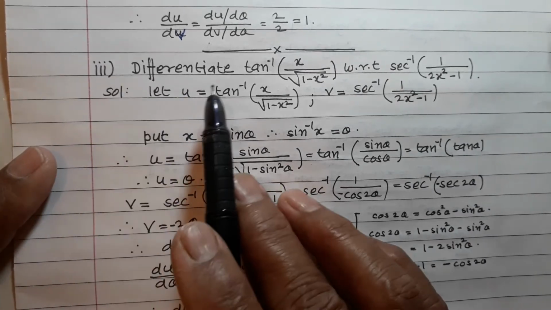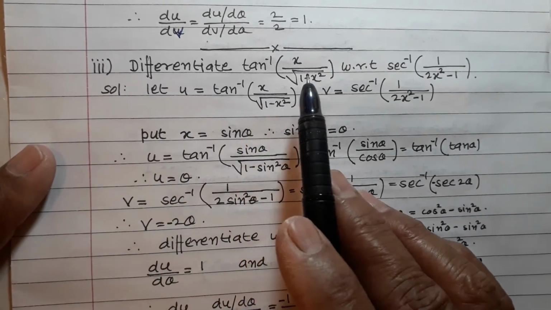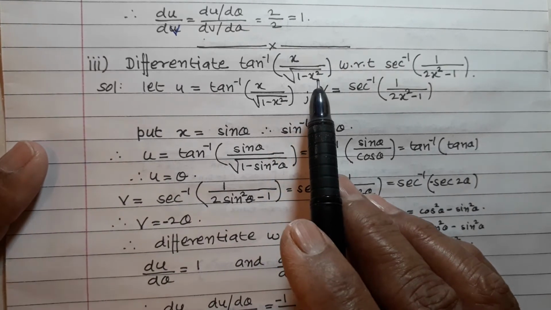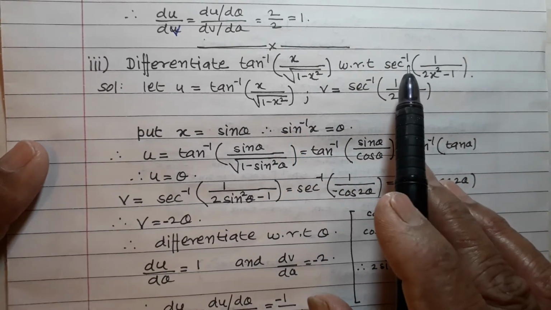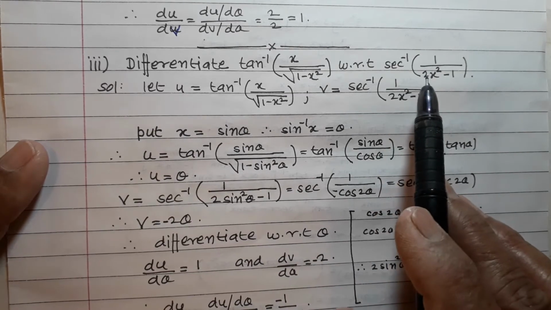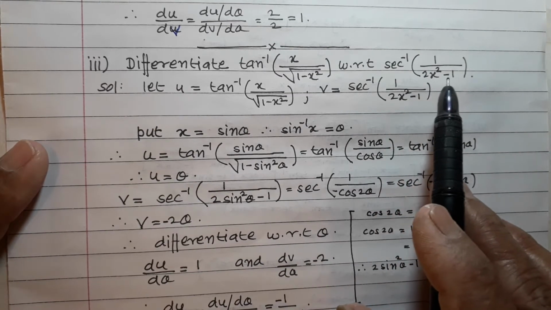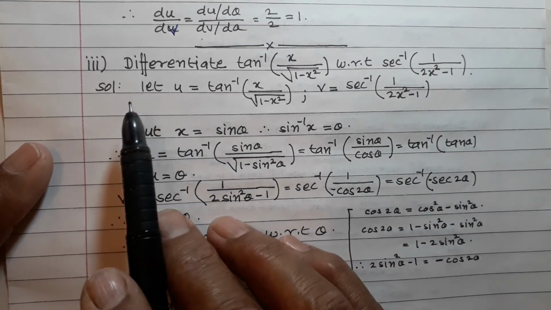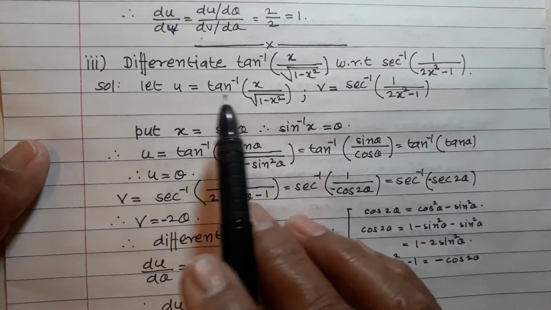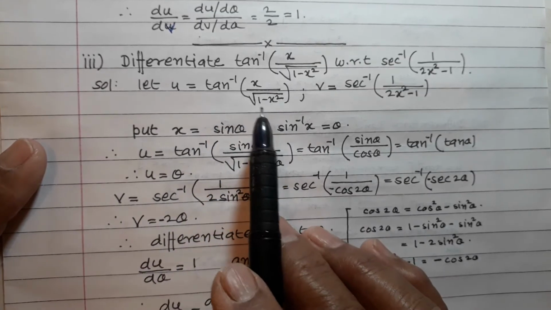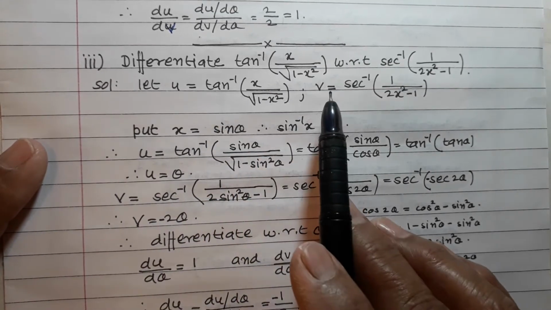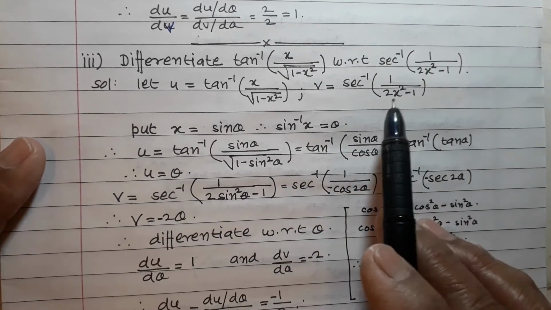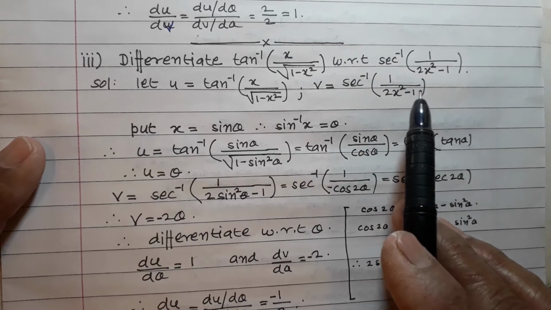Question number 3. Differentiate tan inverse x upon root 1 minus x square with respect to sec inverse 1 upon 2x square minus 1. Okay. Solution. Let u is equal to tan inverse x upon root 1 minus x square, and v is equal to sec inverse 1 upon 2x square minus 1.